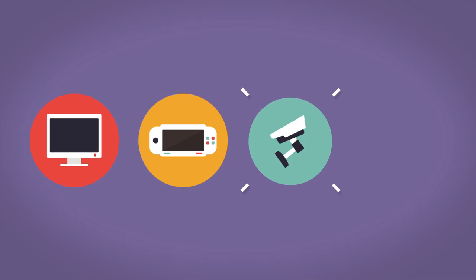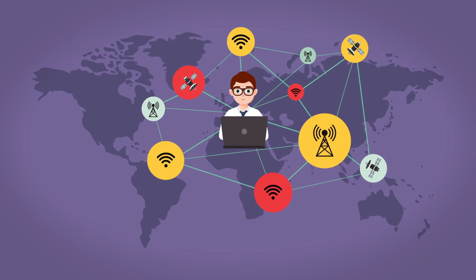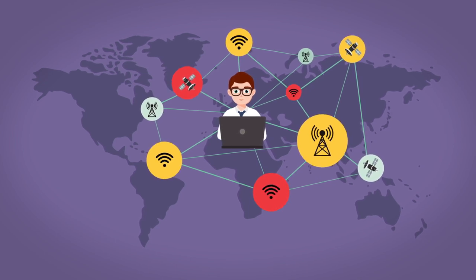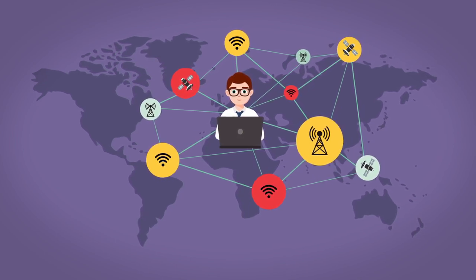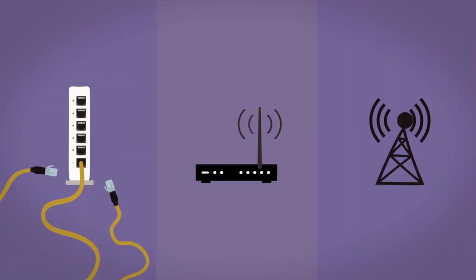However, it's common for devices like televisions, gaming consoles, printers, alarm systems, and even refrigerators to be connected to the Internet. The Internet is made up of a set of networks that are connected to one another all across the world. To go online, you need to physically connect to one of these networks. Different devices use different connection methods to get connected.